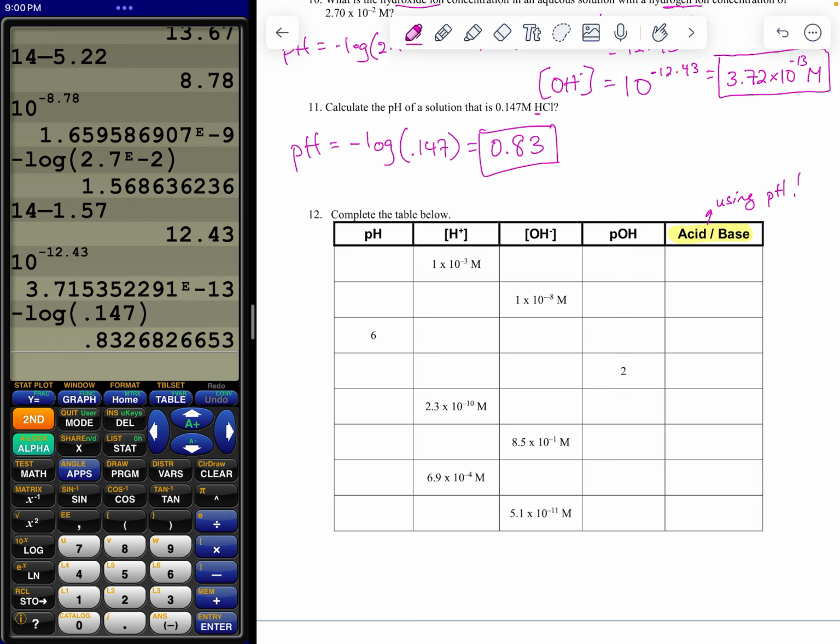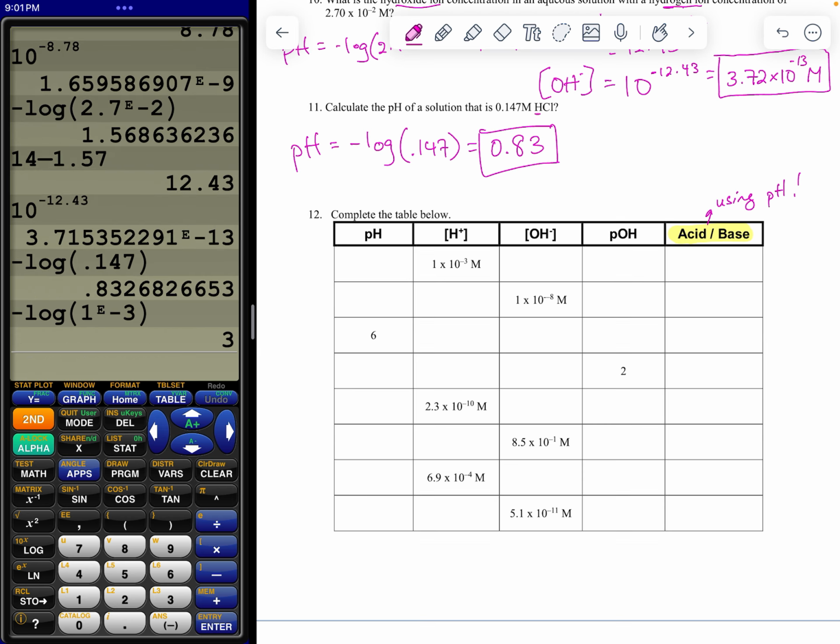So going through this, let's work backwards here. The pH of this would just be the negative log of that. So we'll do negative log of 1 times 10 to the negative 3, and that's going to give us a pH of 3, which means there's a pOH of 11. 14 minus 3 is 11. And then we get the OH concentration by taking 10 to the negative pOH.